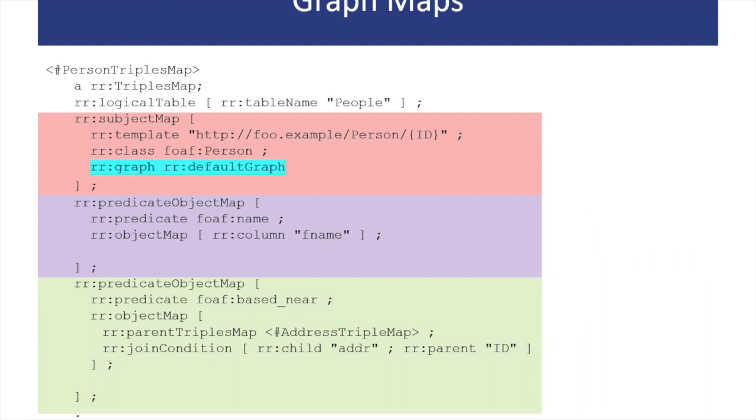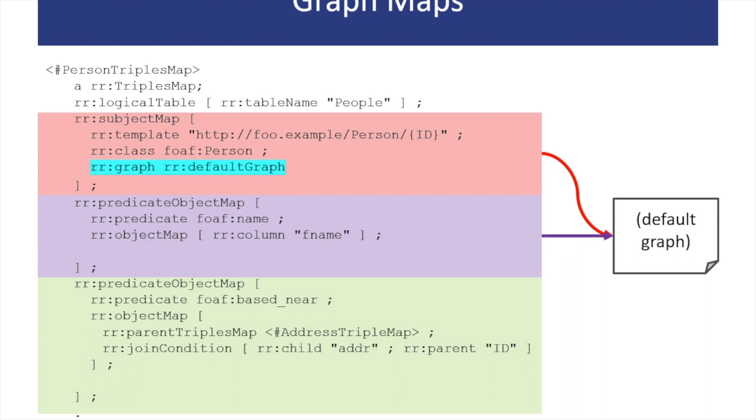Now, what would happen if I assigned an rr:graph statement to the subject map and it refers to the rr:defaultGraph? Well, that doesn't change anything. Triples generated by the subject map will be stored into the default graph. The triples generated by the first predicate object map will be stored in the default graph, and that of the second predicate object map as well.